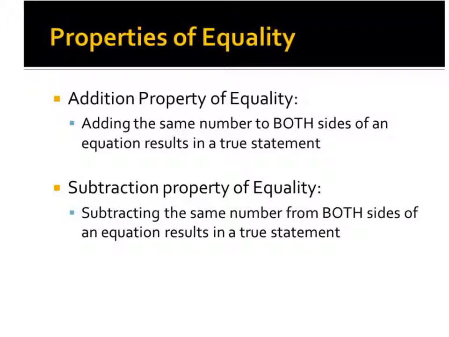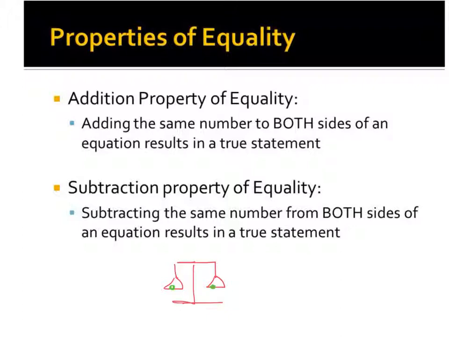Remember that in an equation, the two sides are balanced, so you can think of it as being like a scale, where the two sides, here are the little trays on the sides, are balanced. And so if you add something to one side, you have to add it to the other side for it to remain balanced. Or if you take away something from one side, you have to take away from both sides. So those are our two properties.